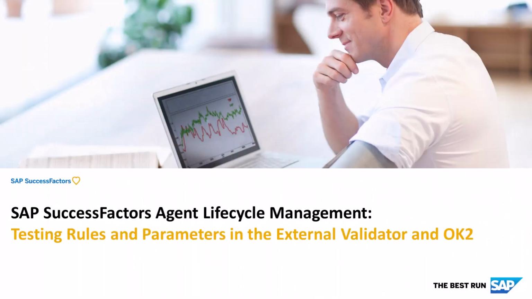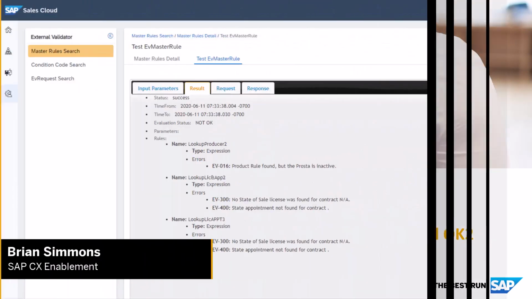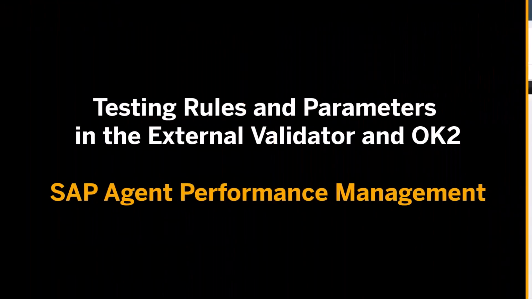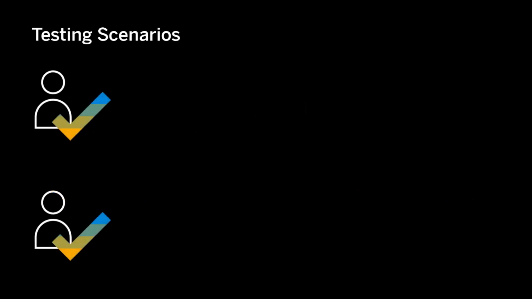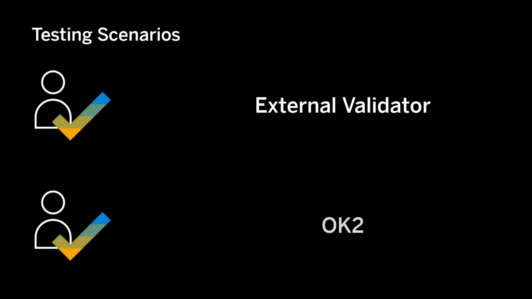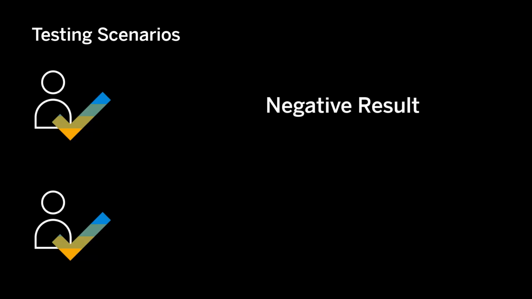Hi, I'm Brian. In this video, I'll test rules and parameters in the SAP Agent Performance Management's External Validator and OK2 features. In this session, I'm completing two testing scenarios in the External Validator, and then we'll use one of the same tests in the OK2 feature. The first test will offer a negative testing result, and the second will offer a positive result.